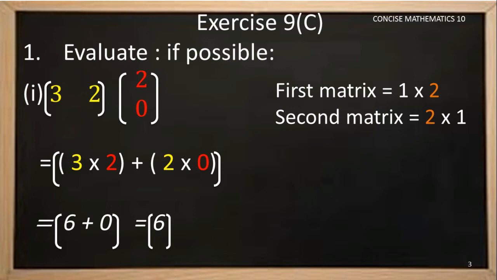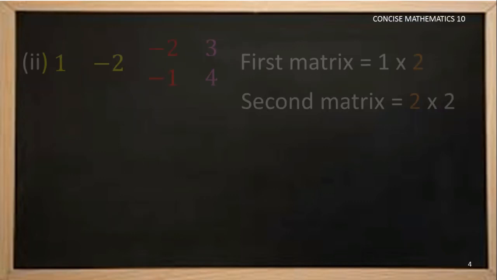Please make a rule of it. First row, first column. As we don't have second row, second column to do, or first row, second column to do, we're going to stop this process by doing first row, first column. Let us move on to the second question.